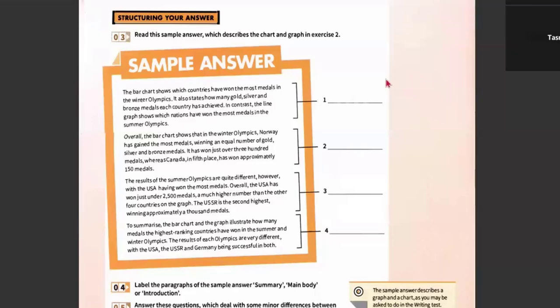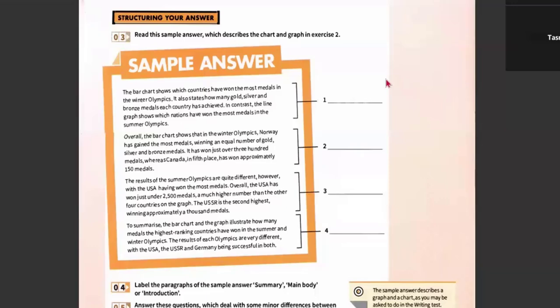I'm done. Okay. Give me the answers, please. So one is introduction, and two is conclusion or summary, and three is main body, and four is conclusion. So there are two conclusions. Maybe the second one is summary only, and the fourth one is conclusion.